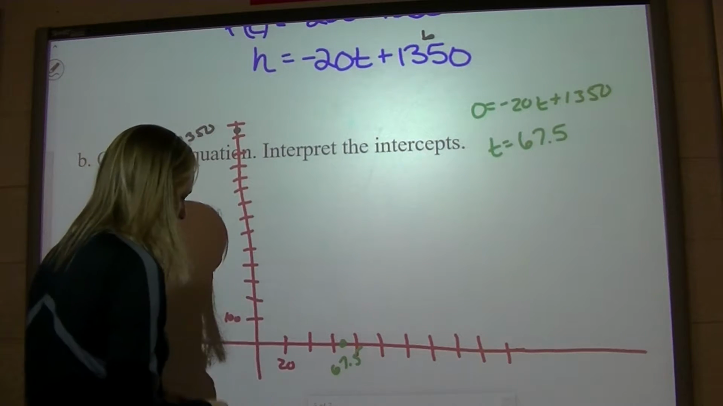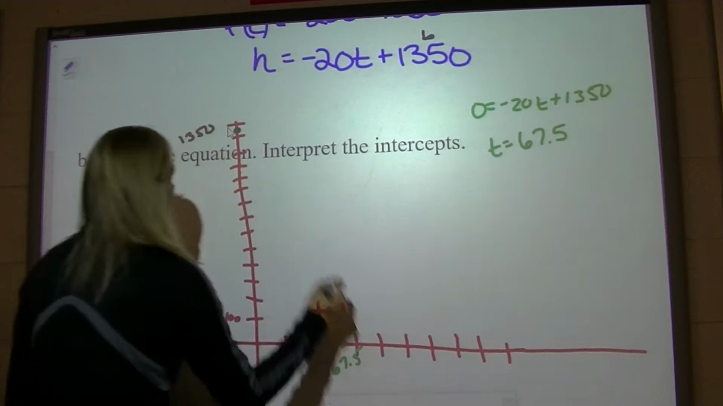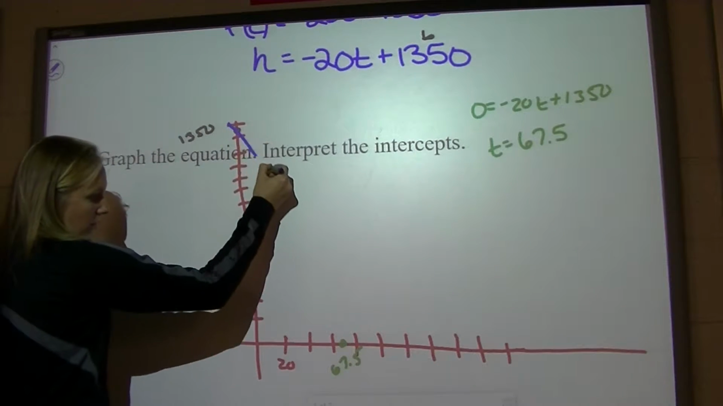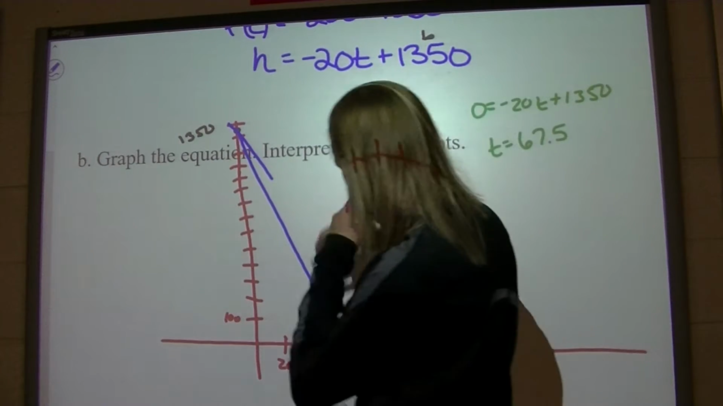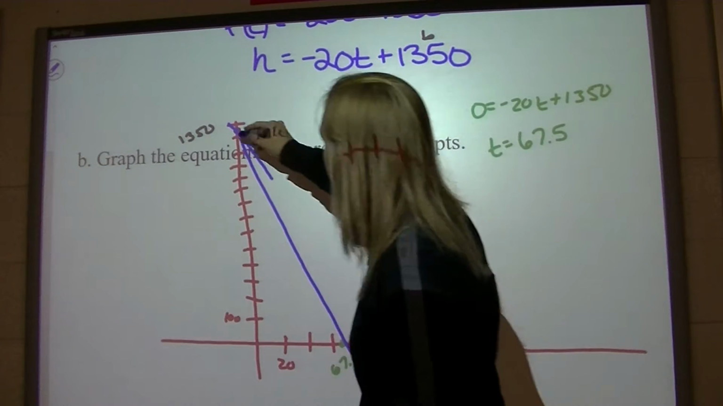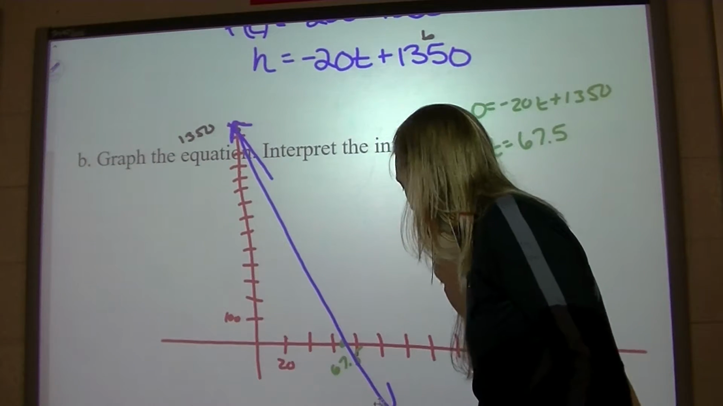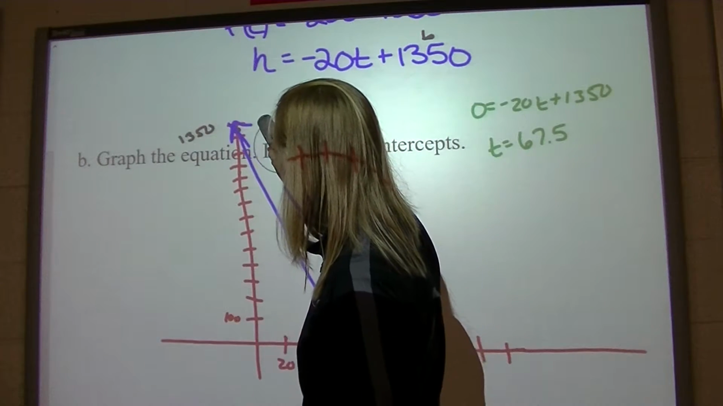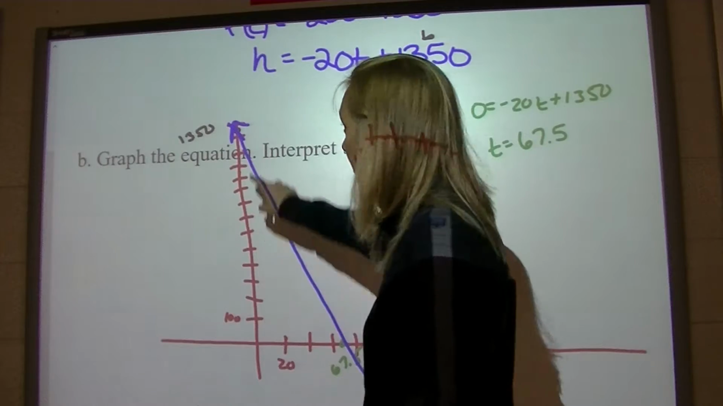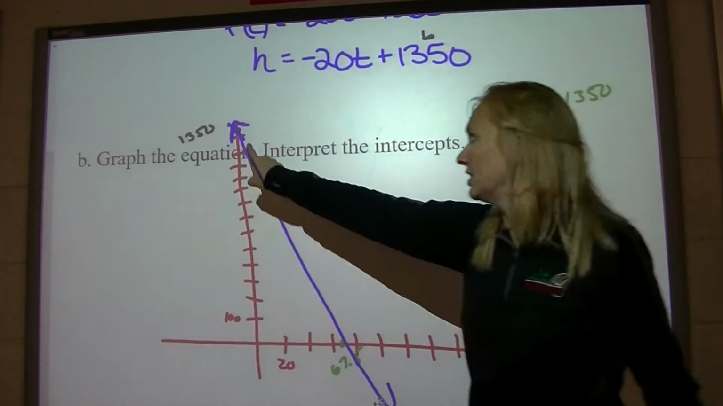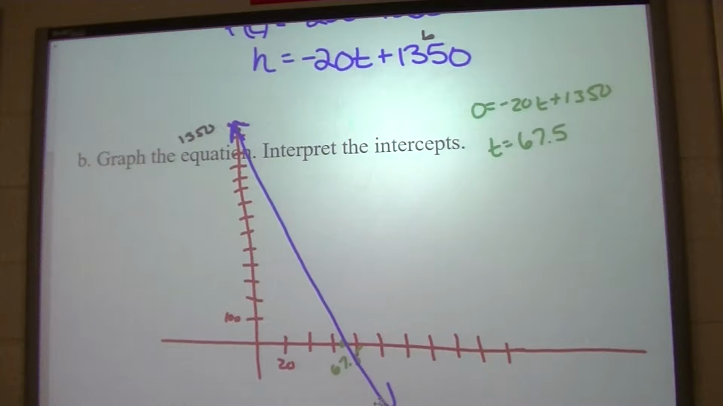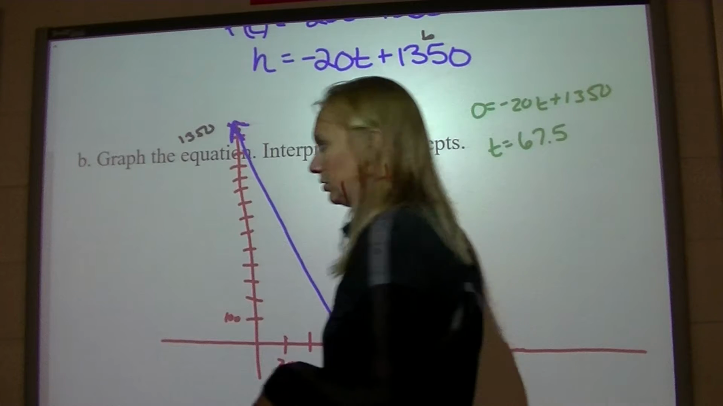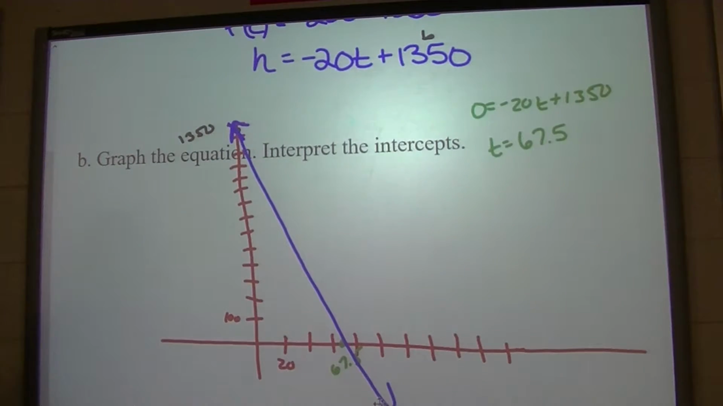Okay, and let's talk about what this represents. Okay, so what do these intercepts represent? Well, obviously this one's not too hard to identify because it gives us in the original problem. That's the initial height of this balloon. Okay, 1350. That's its elevation when we start this discussion or this function.